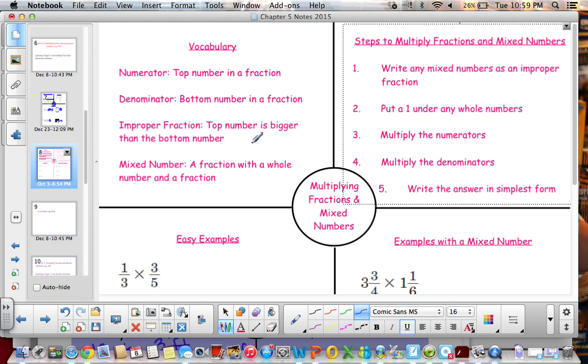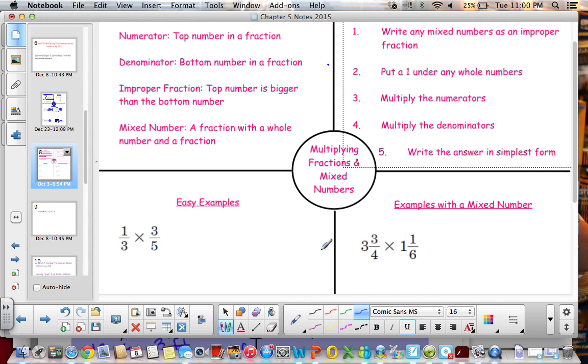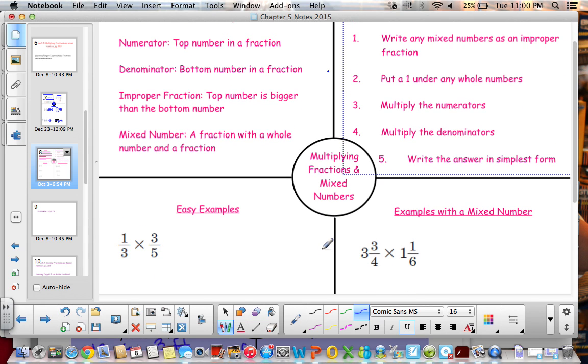Okay, so you don't need to write this in your notebook, but some of these words are in your tip chart. So a numerator, as we know, is the top number in a fraction. The denominator is the bottom number. Improper fraction is one of your vocabulary words, and that just means the top number is bigger than the bottom number. And then a mixed number is a whole number and a fraction. All right, so if we are multiplying mixed numbers, it gets just a little bit more, not confusing, but a couple extra steps.